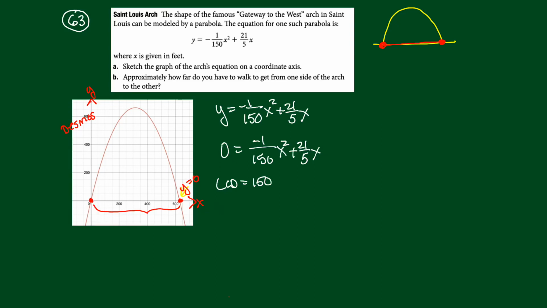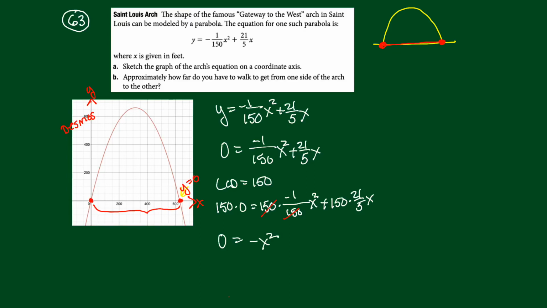So this is going to be 150 times 0 equals 150 times negative 1 over 150 x squared plus 150 times 21 over 5 x. You remember when you solve rational equations, you get the LCD, which is 150 in this case, and you write that in front of every original term. Now, on the left side, 150 times 0 is 0, and over here, the 150s cancel, and you're left with negative 1 times x squared, or just negative x squared.